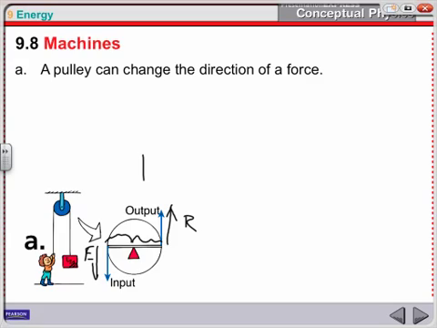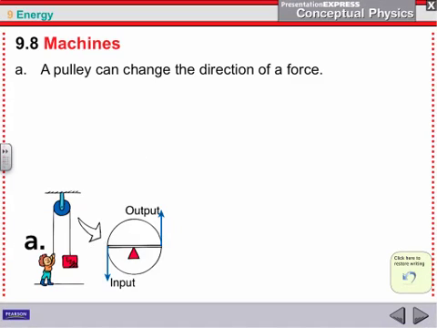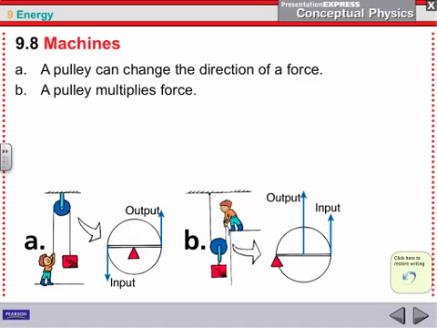You're not going to get anything more than that. And actually, you're going to lose a little bit due to friction. So you actually lose a bit, but you get to pull down. And sometimes that's good because you get to use your weight to pull down.